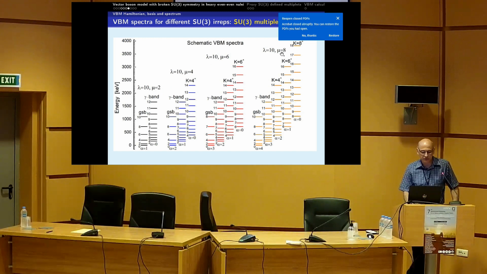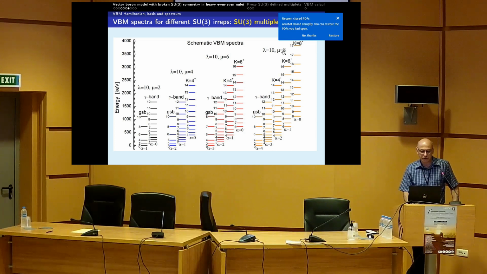So I give here some simple example. When mu is 2, we have only 2 bands, ground and gamma. When mu is 4, a 4 plus band appears. Then when mu is 6, 1 more band, and so on. In practice, what is useful from this model is the ground and gamma band, because for the other bands, there are examples where such bands exist, but there are not too many.